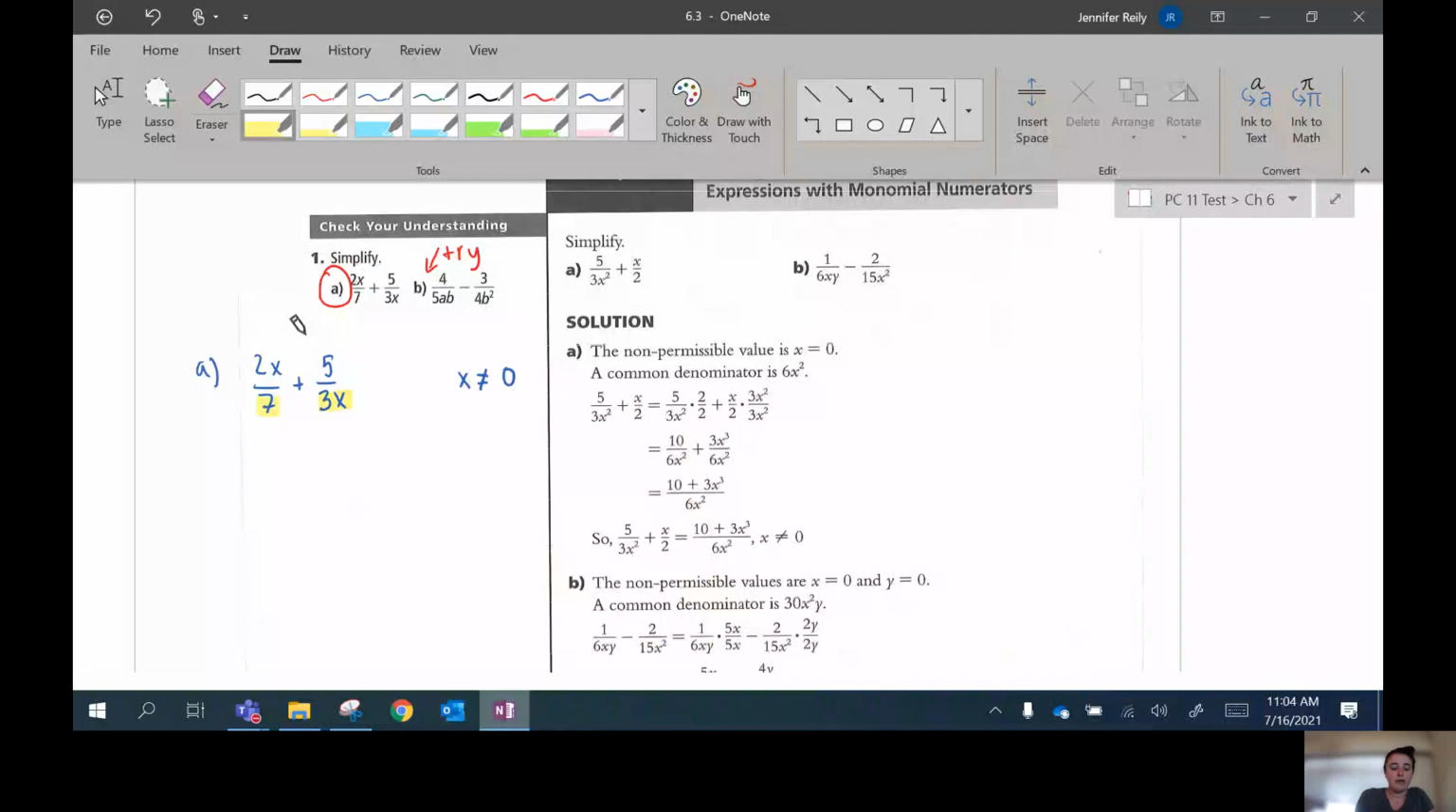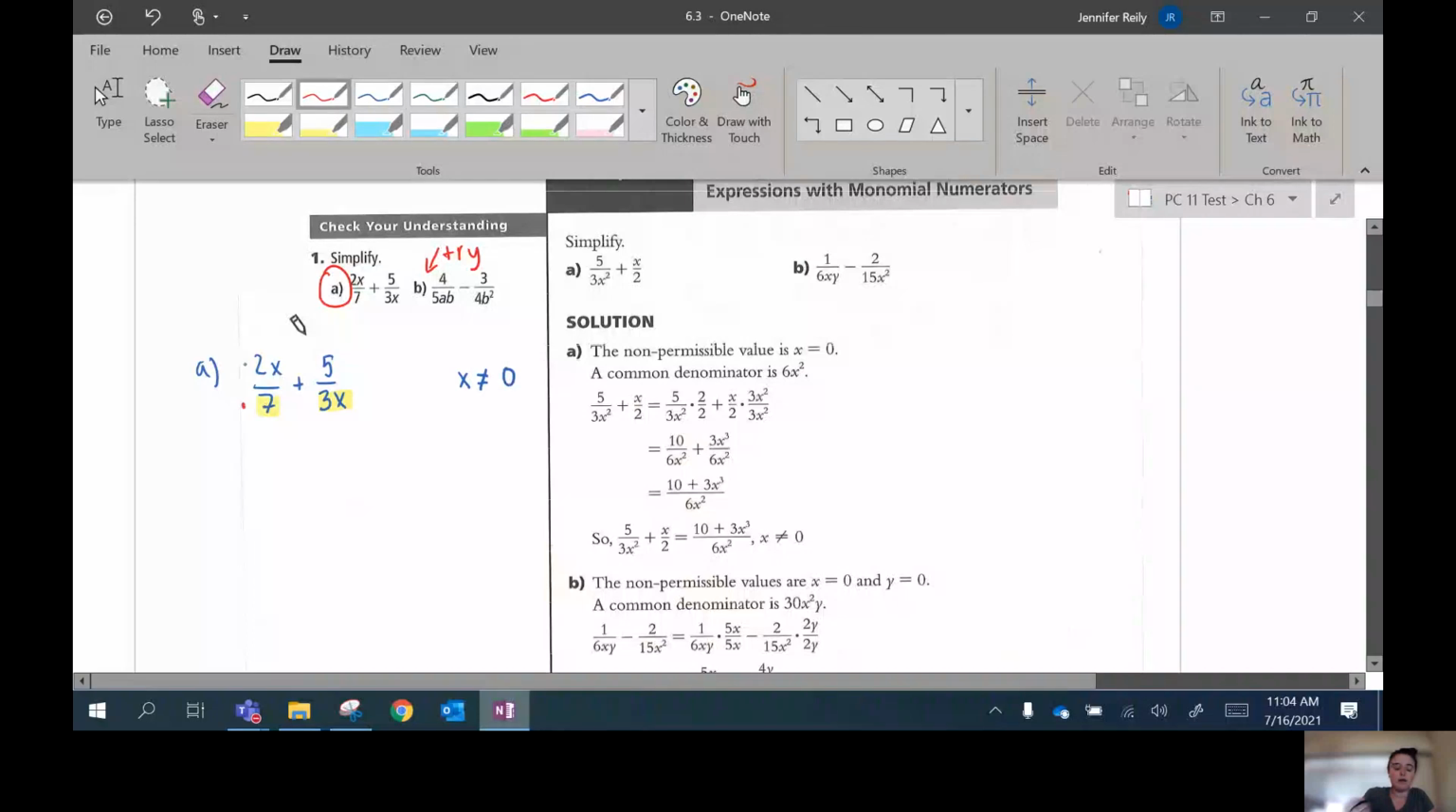Let's focus on the numbers first. 3 and 7. The lowest common multiple is going to be 21. So I need to multiply the numerator and denominator of the first one by 3 to make 21, and I'll do 7 for the other one. Now, the second fraction also has an x, so the first fraction must also need an x in the denominator. So we need to multiply by 3x, actually. Okay, I think that's it. Let's go ahead and do that.